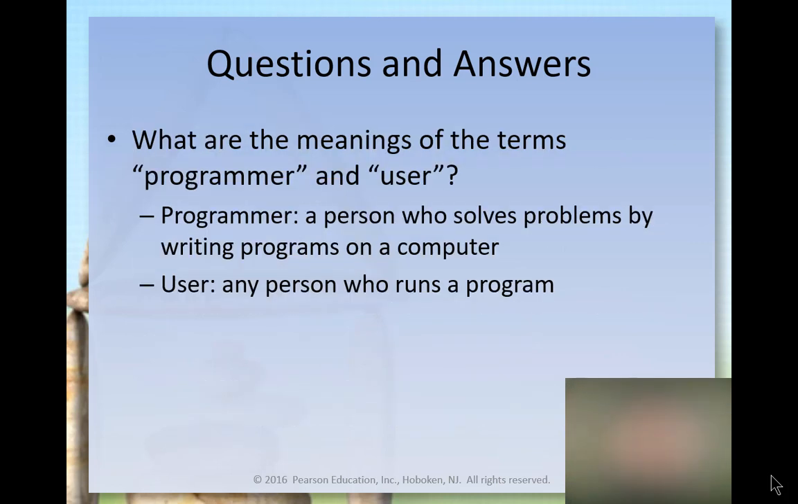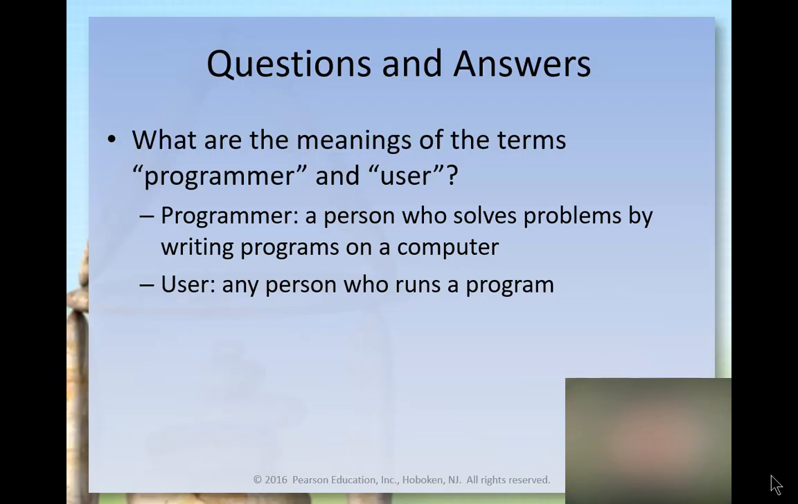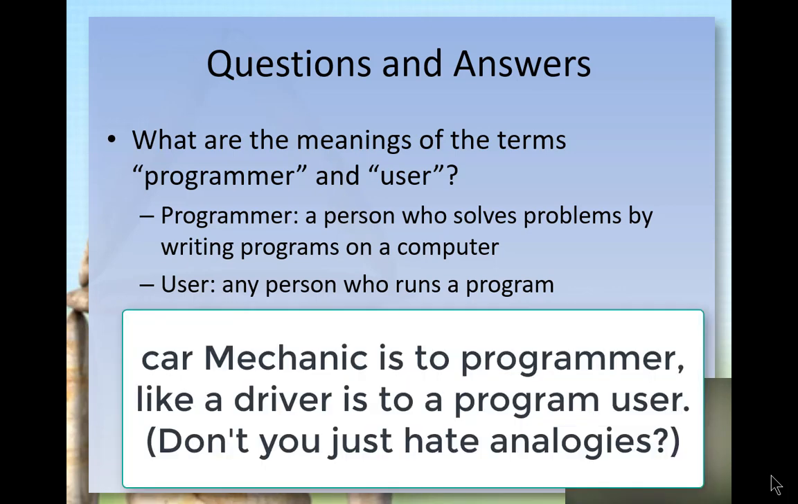What are the meanings of the terms programmer and user? First off, the programmer is responsible for writing the code. The person who solves problems and writes solutions to those problems in the computer language. The user is any person who runs a program or uses that software that's been written by a programmer. You could compare this to a mechanic for a car being like a programmer, and all of us who drive cars are like users of cars. We're going to become the mechanics of software development.